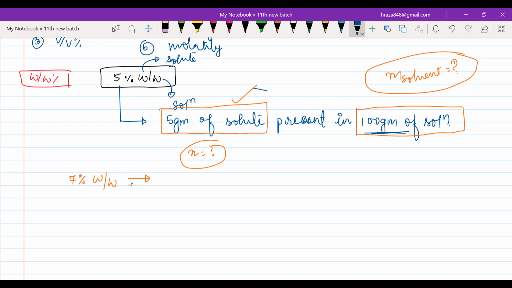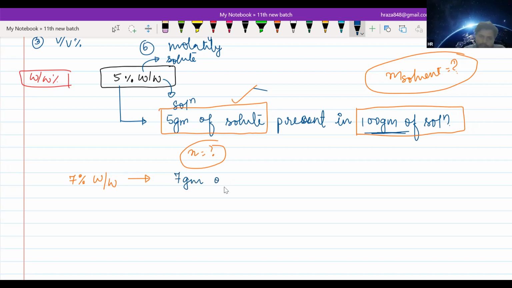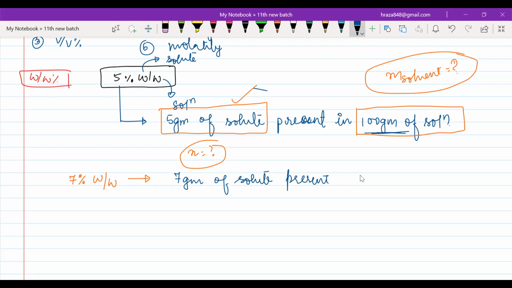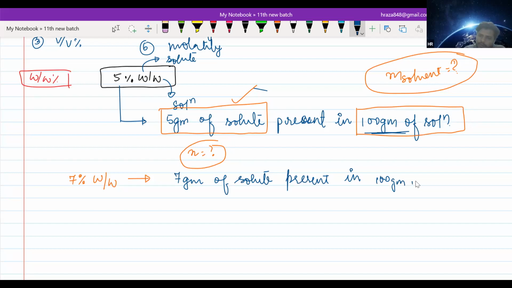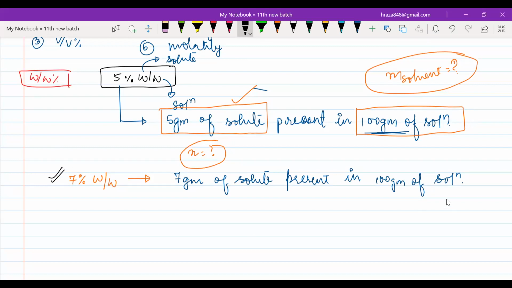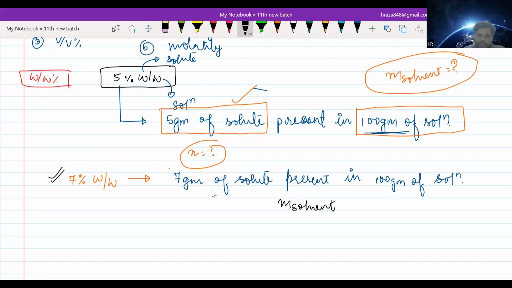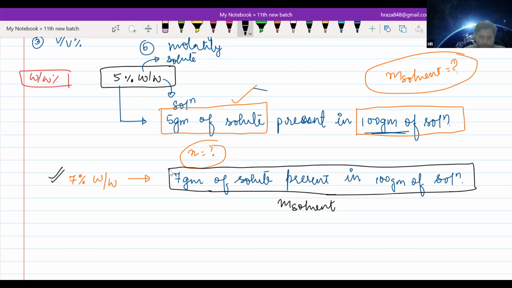This will be 7 grams of solute. So you can write 7 grams of solute present in 100 grams of solution. This is very important. When it will be used in a bigger question, numerical, it will be very important to know the concept of solution, right? And can you tell me the mass of solvent with this information? Mass of solvent, please calculate it and let me know.